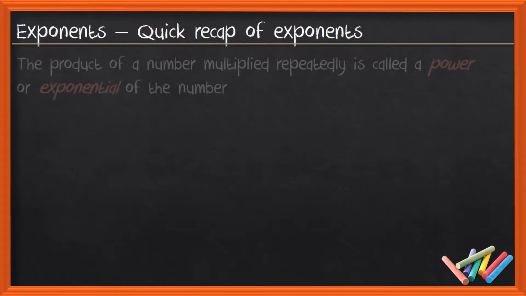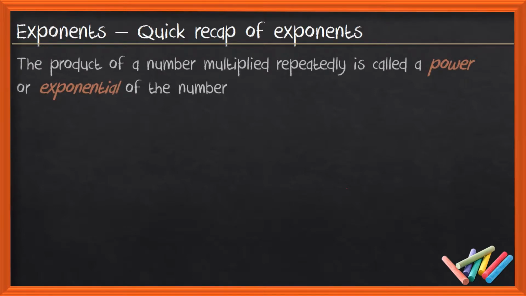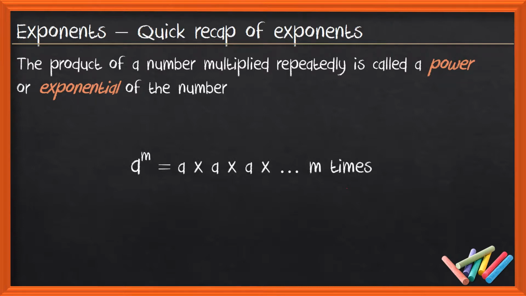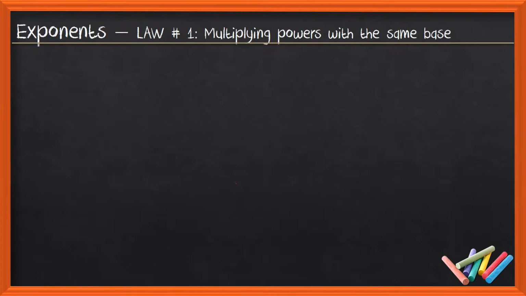The product of a number multiplied repeatedly is called a power or exponential of the number. For instance, a to the power of m is a multiplied repeatedly m times. Here a is called the base and m is called the exponent, power or index. Let's jump right into the laws of exponents.